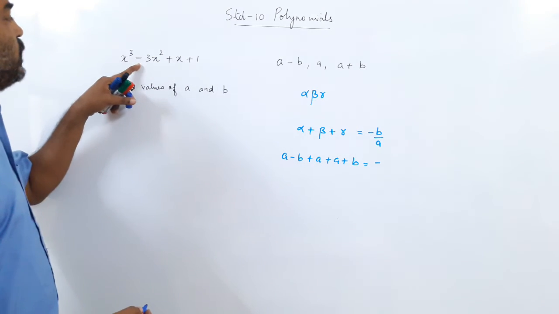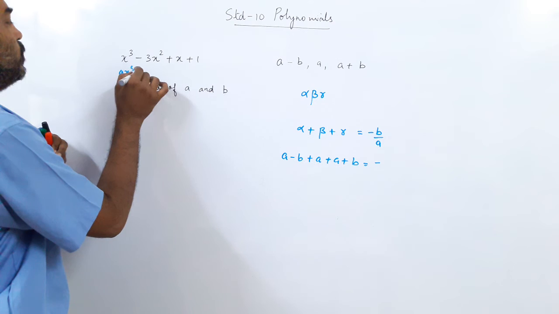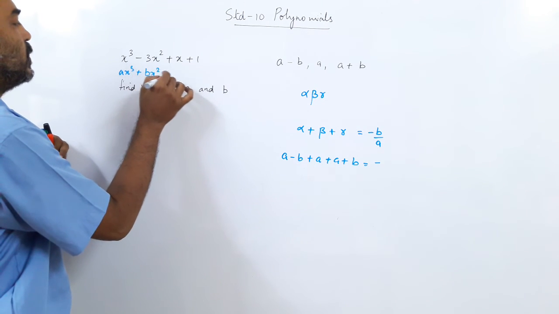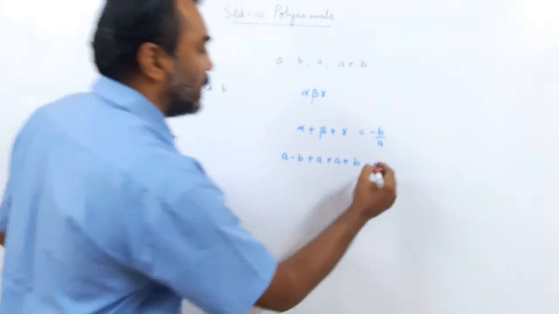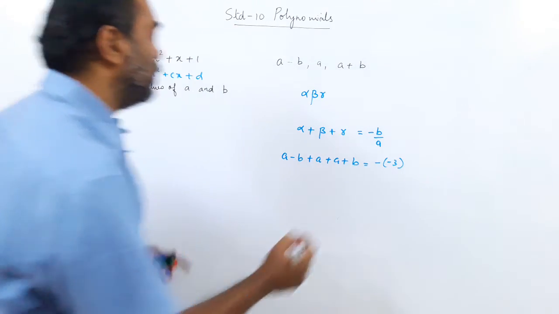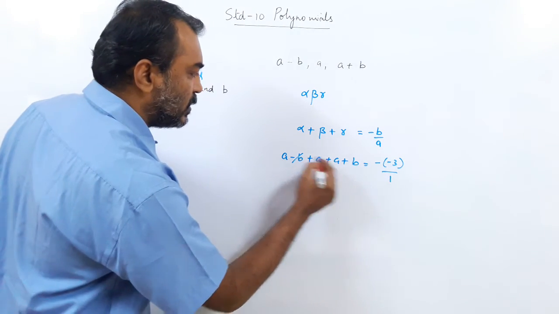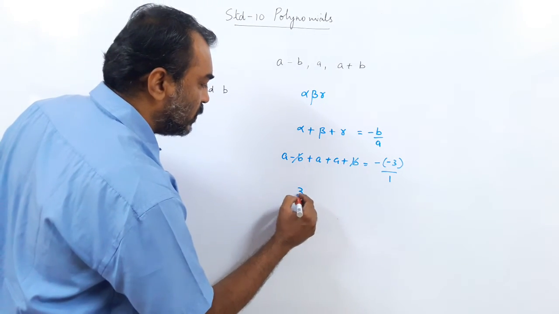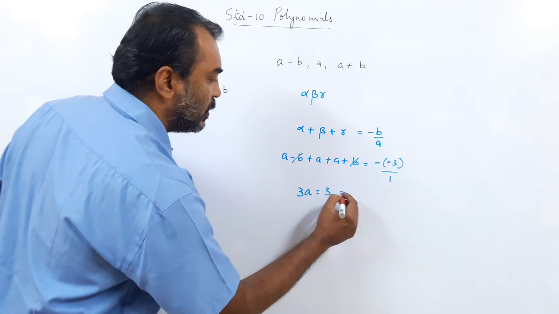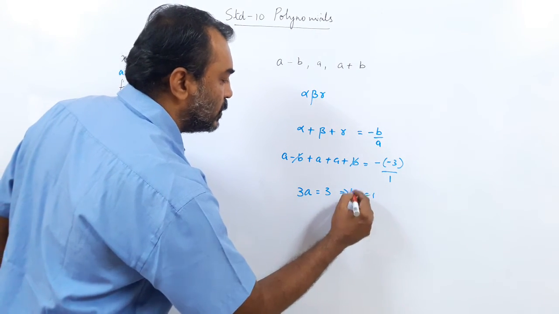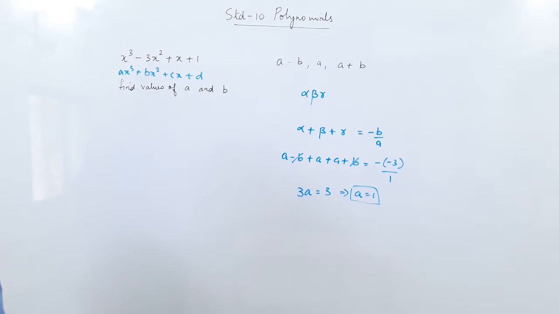How much is the value of b? Minus 3, because we are going to write this as ax cube plus bx square plus cx plus d. So what is the value of b? Minus 3. So minus of minus 3 upon a is 1. So here minus b plus b gets cut, and we get a plus a plus a, 3a equal to minus of minus 3, which is plus 3, which implies a is equal to 1. So directly using this relationship, we found out a is equal to 1.